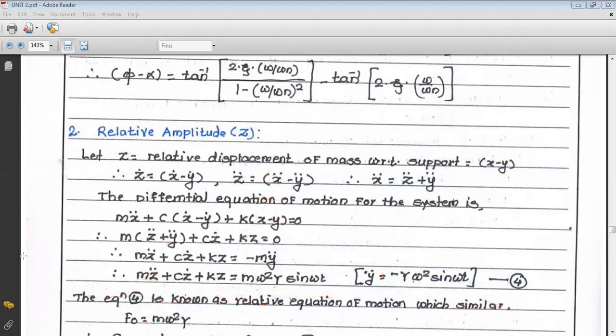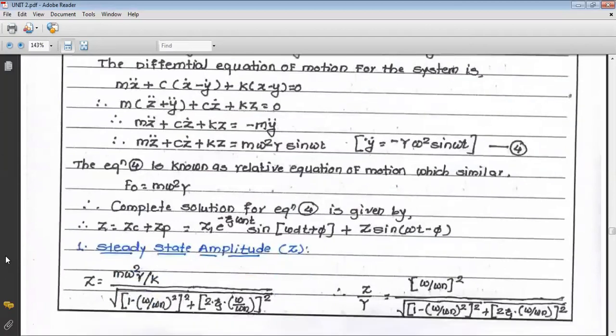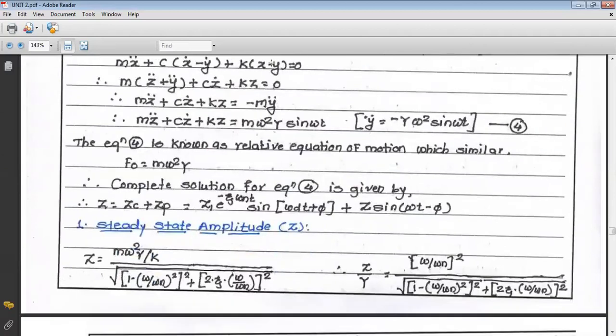So what is the solution of this equation? We know that the solution is z equals zc plus zp, that is, complementary function plus particular integral. Now what is the complementary function? It is the same, only the difference is that there is a term in terms of x, this is in terms of z. So that is z1 e raised to minus zeta omega n t sine of omega d t plus phi, and your particular integral is in the form zp equals Z sine of omega t minus phi.